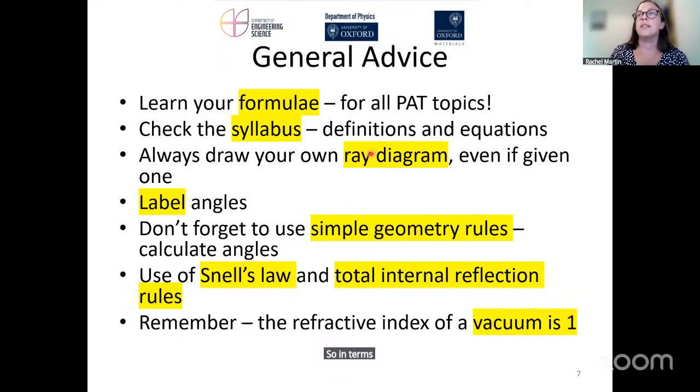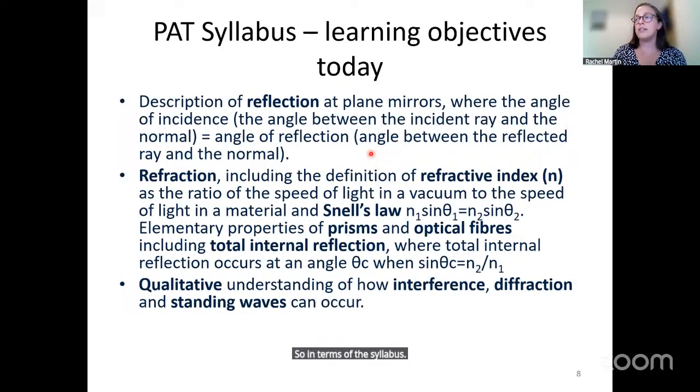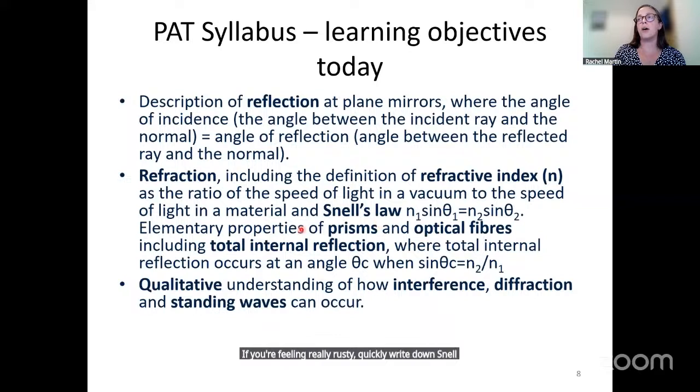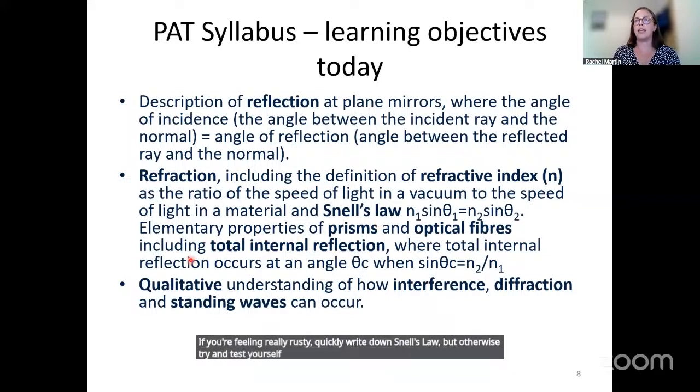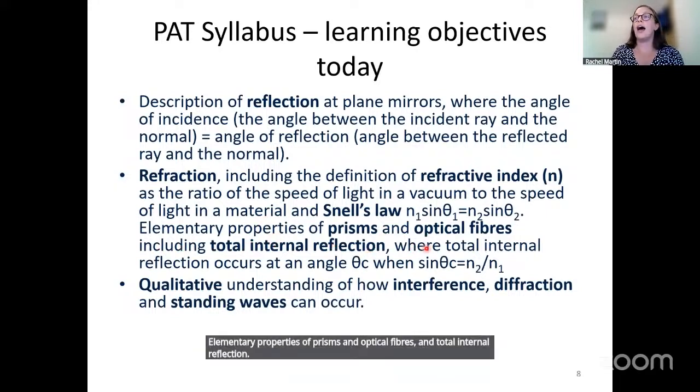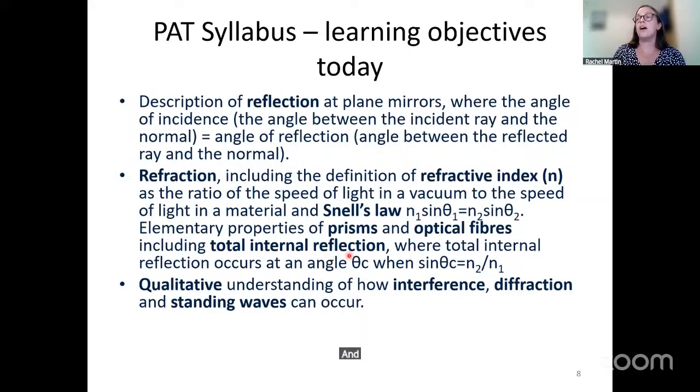So in terms of the syllabus, these are the relevant parts of the syllabus today. We're just looking at one key area and key topic. The idea of reflection, angle of incidence, angle of reflection, the idea of refraction. If you're feeling really rusty, quickly write down Snell's law, but otherwise try and test yourself on that today. Elementary properties of prisms and optical fibers and total internal reflection, and often using the idea of the critical angle as a ratio of refractive indexes.